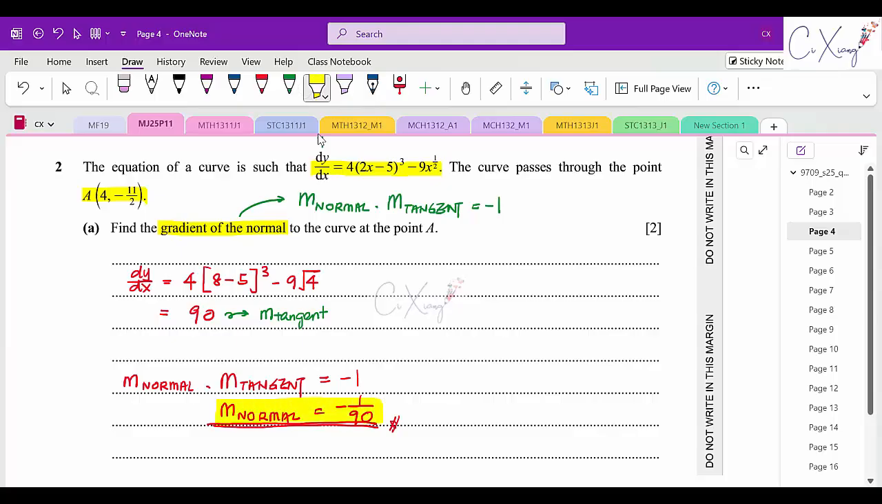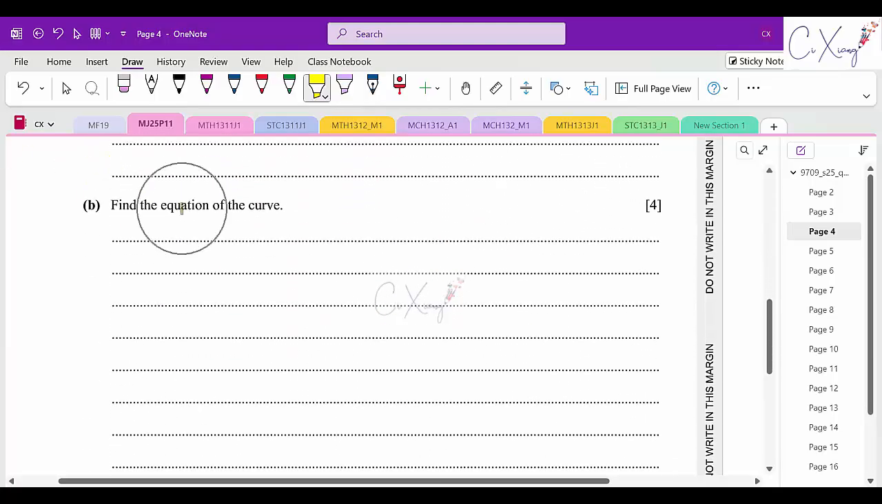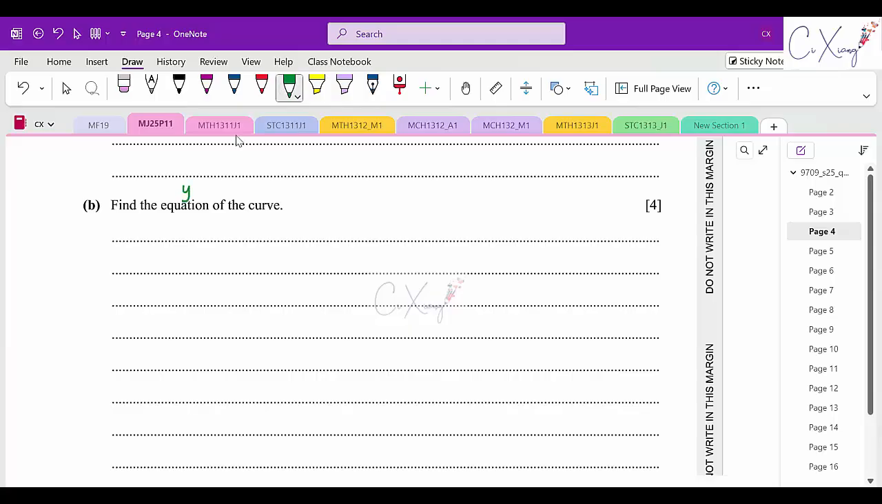Alright, then let's have a look at part B. Part B, they want to find the equation of the curve. Equation of the curve means the y. Y equals to something in x. And if you're having dy dx, you want to change it to become the y. What's the process that you need to go through? You have to go through the integration.